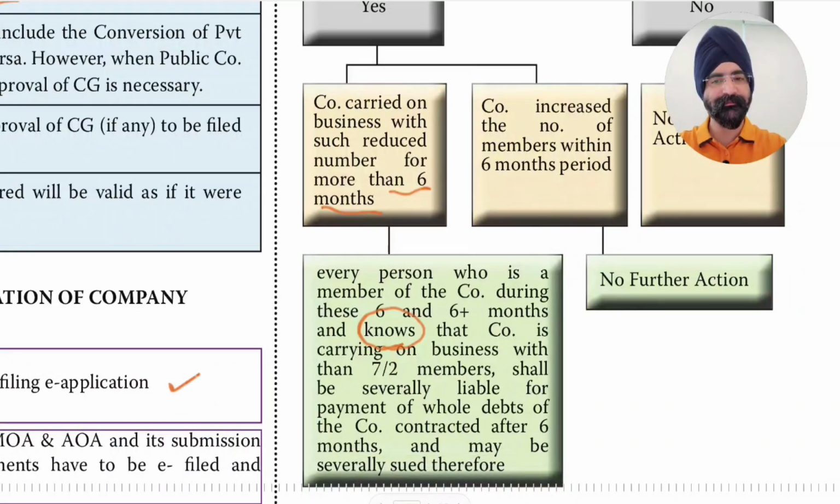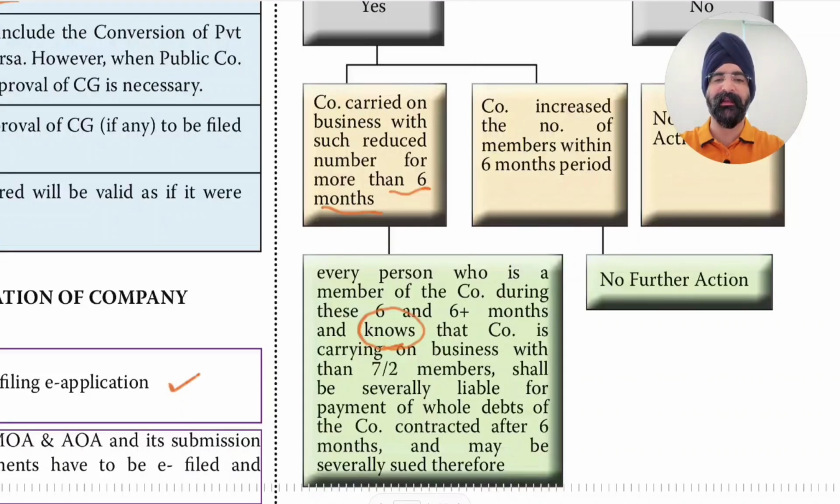So if they do so, then every person who is a member of a company during these 6 and 6 plus months and knows that the company is carrying on business with less than the minimum number of members, 7 in case of public and 2 in case of private.